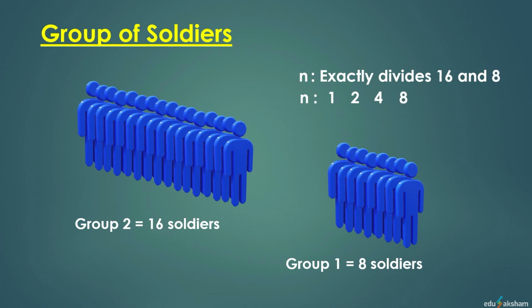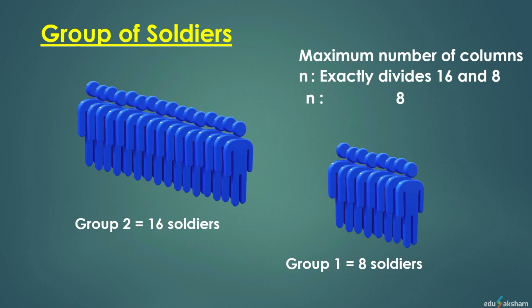In the question, it has been mentioned that we need to find the maximum number of columns in which these two groups can march. Since we have taken the number of columns as n, for the maximum number of columns, we have to take the maximum value of n, which is 8. And thus, 8 is the highest common factor of 8 and 16.